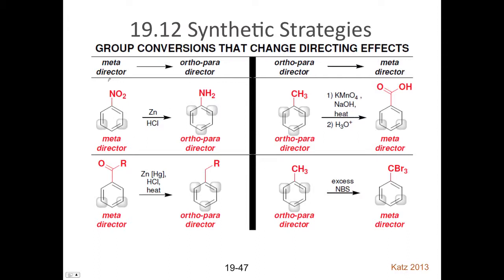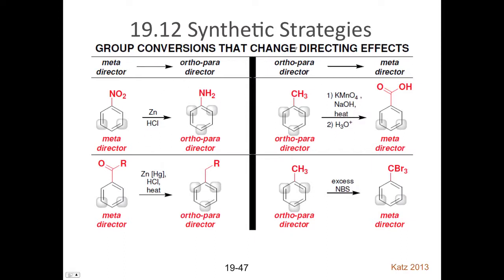If you have a nitro group on here that's a meta director, you can just use some zinc and HCl to convert it to the amino group here, which is a very strong ortho/para director. Almost as strong as your phenol, as your OH group over there, okay? Or if you have your alkyl phenones, you can treat this guy here with Clemmensen and give you an ortho/para director, which is cool, huh?